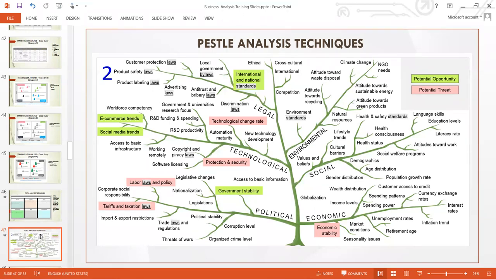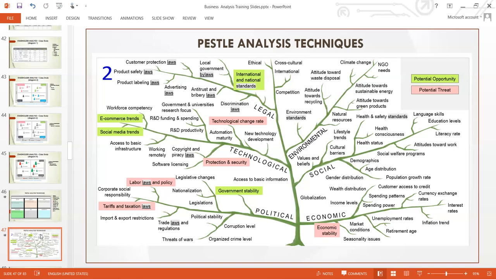You're looking at government stability, corruption level, organized crime level, threat of war, legislation, nationalization, political stability, import and export restriction, tariffs and taxations, corporate social responsibilities, labor laws and policies. So you are looking at technology: new technology development, automation maturity, copyrights and piracy laws, software licensing, protection and security, working remotely, access to basic infrastructure, social media trend, e-commerce trend, workforce competence. These are technological factors.